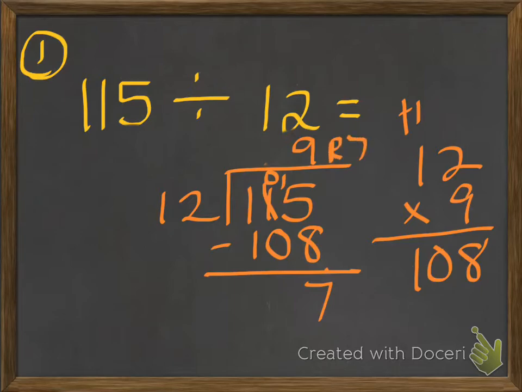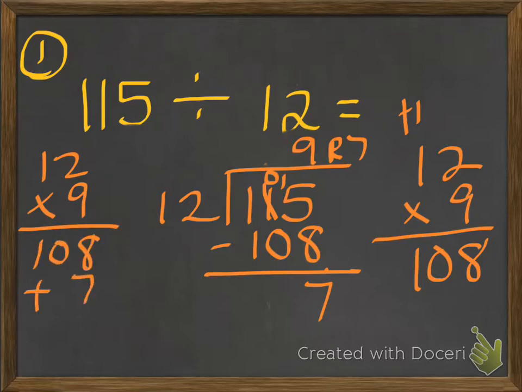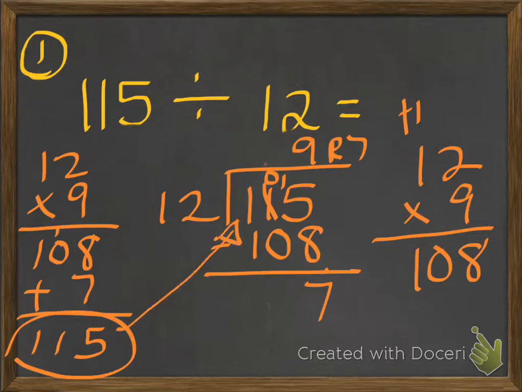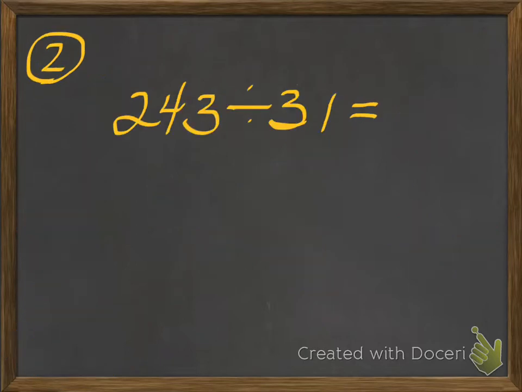I'm going to double check using multiplication. So I've got 12 times 9. I already did that over there on the other side. So I've got 108. Then I add on 7. 8 plus 7 is 15. 1 and 1. 115 is the same number that I started with as my dividend. So the answer is correct. Let's try number 2.